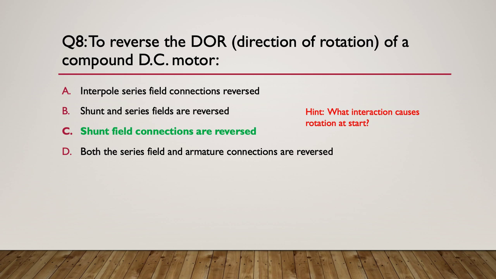The only option that would do the trick is the shunt field connections. It's the only one that's going to work. You've got to change the shunt field connections. The interpoles will make no difference. The shunt and series field reverse means you reversed everything and it has no effect. And if you reverse the series field on the armature again, you're not creating any real reversal. Everything stays relatively the same, so no change in direction.